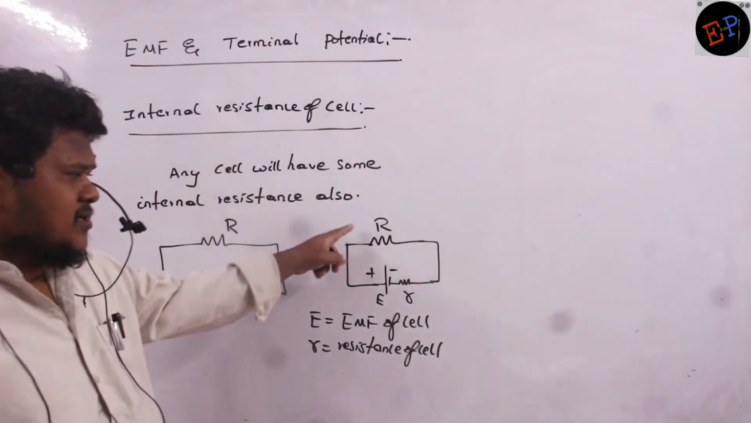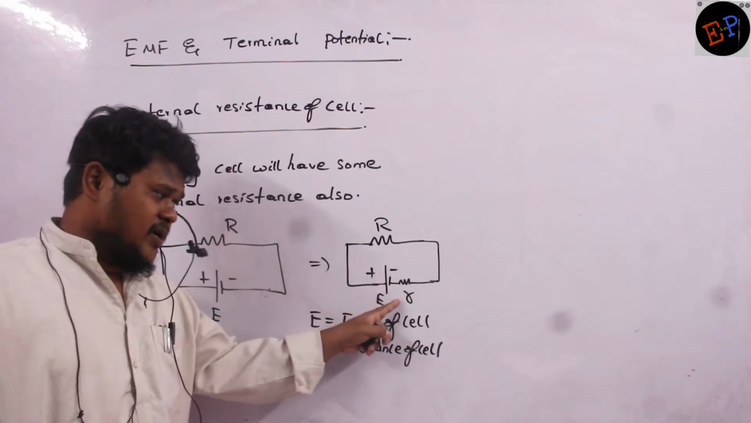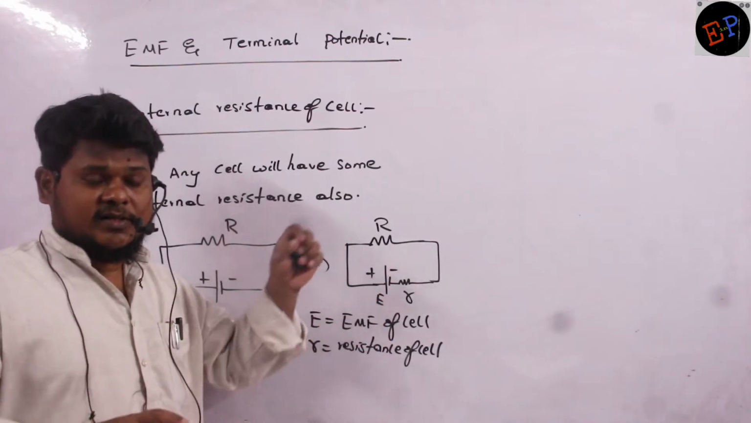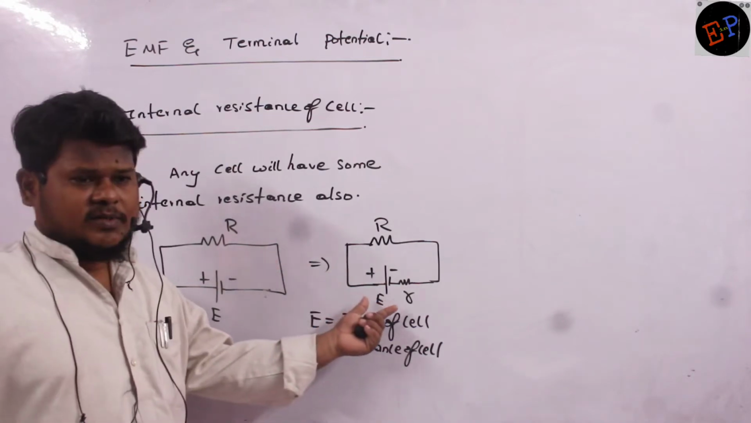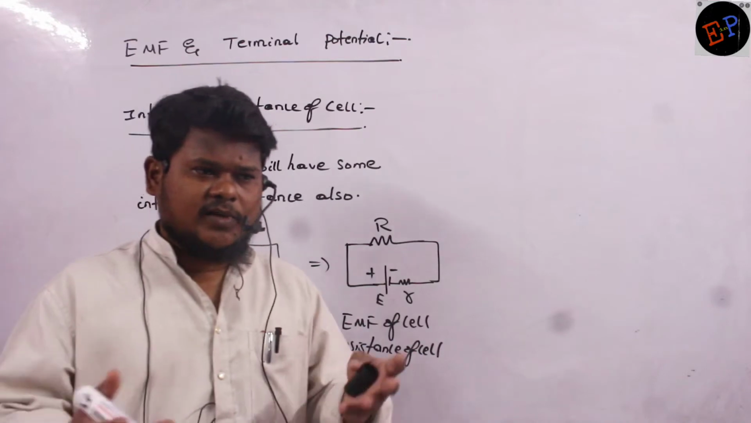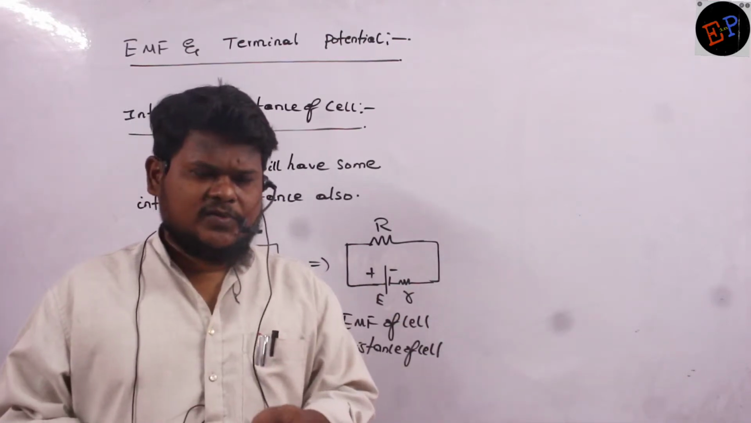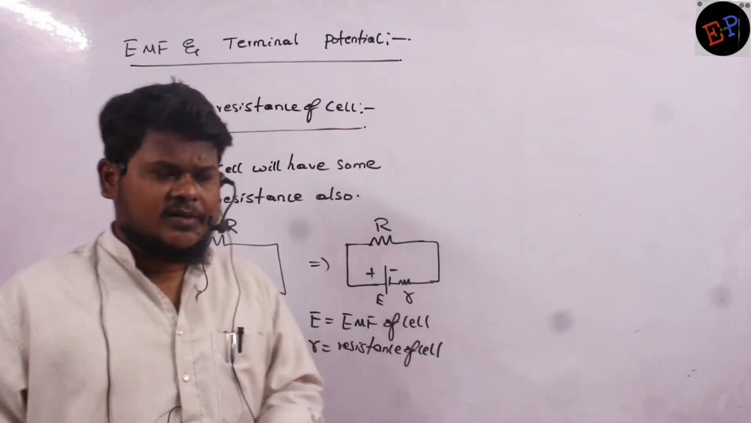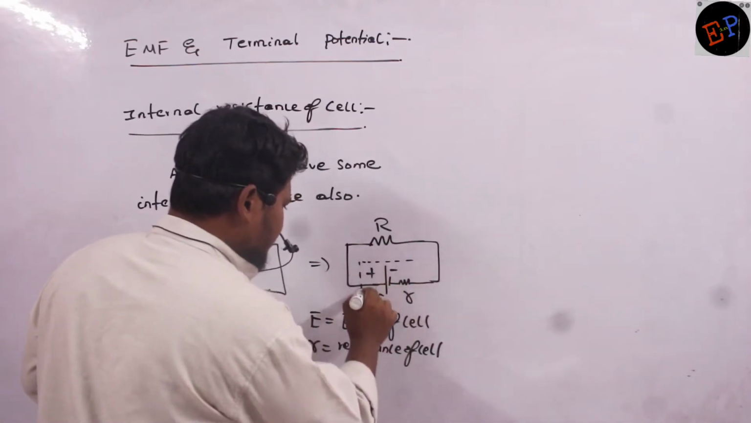Previously, we studied only external resistances, no? Now we are adding one more resistance, that is, internal resistance of the cell also. Cell also will have some internal resistance, because in the cell, many chemicals will be there, electrolytes will be there. These electrolytes also will oppose the flow of current. So therefore, the cell also will have some resistance. So this total combination, I can call it a battery.